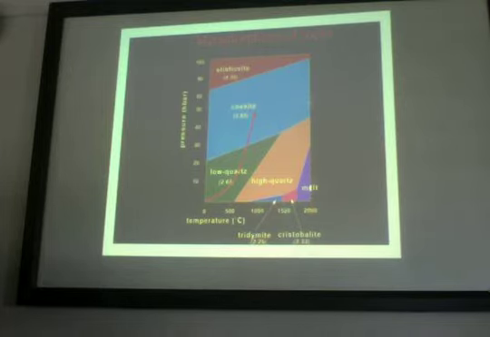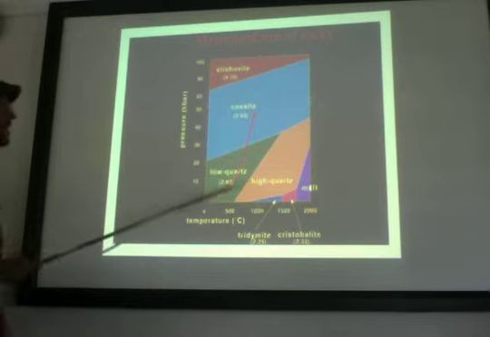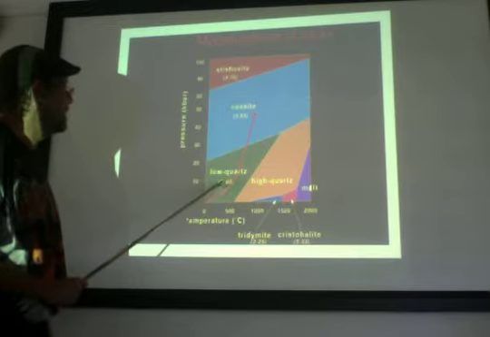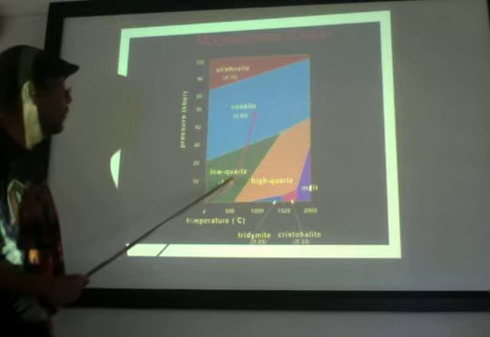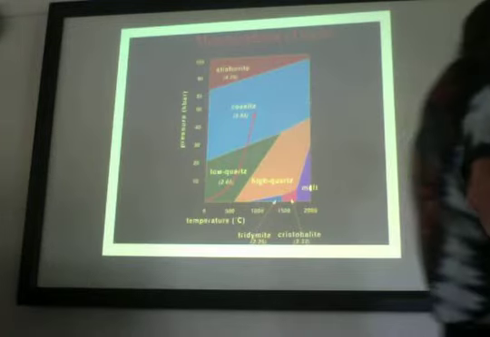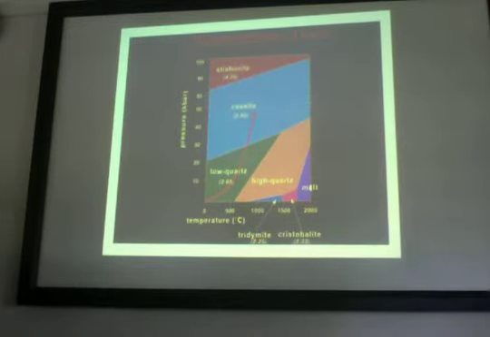But here we have low quartz, and this low quartz is the one we can find on the Earth's surface. Low quartz has a density of 2.65. As you know how to calculate density, we always use the Greek letter rho. The density is the mass divided by the volume.